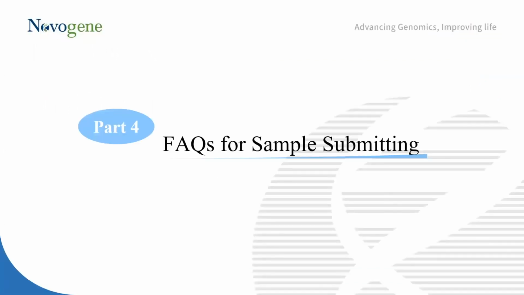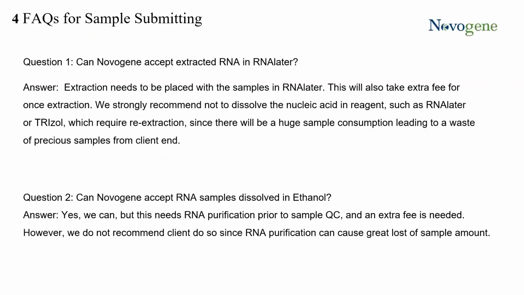So the last part of the topic is some of the frequently asked questions for submitting samples. Here is the first question: can Novogene accept extracted RNA in RNAlater? The answer is no, because you have already extracted your RNA. So we recommend you elute your RNA in either the elution buffer that came with the commercial kit, if you're using any commercial kit, or nuclease-free water or double distilled water.